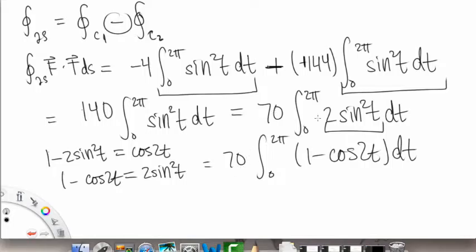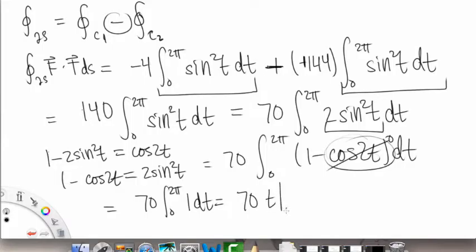Alright, so when you use substitution, we've done this in a previous problem in the concepts video, but integrating over a full period for cosine brings it to 0. So what we have left is 70 times the integral from 0 to 2 pi of 1, okay, sorry, that's a 1 dt. So that means 70 times t, as t goes from 0 to 2 pi, which means 70 times 2 pi minus 0, which turns out to be, in the end, 140 pi.